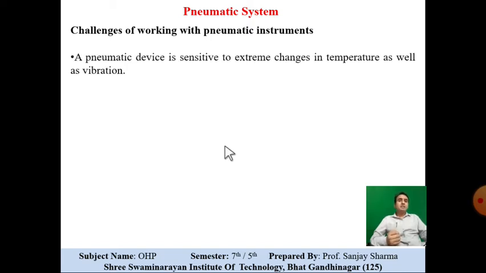A pneumatic device is sensitive to extreme changes in temperature as well as vibration. So if the frequency of vibration is high or the temperature is more, in that case it is very sensitive. So particularly we have to take care of these 2 points, that the temperature should not rise and there should not be excessive vibration beyond some particular frequency.